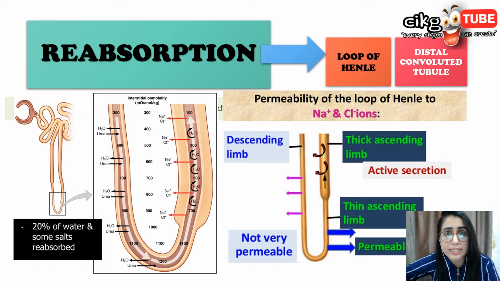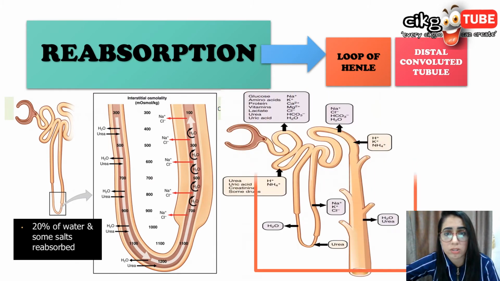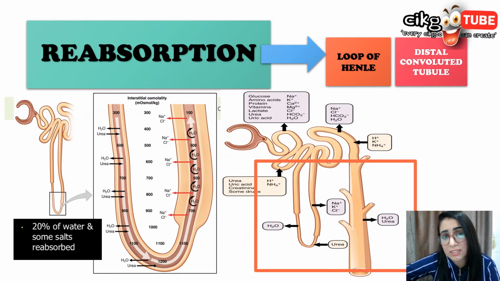The whole ascending limb of the loop of Henle is not permeable to water, hence water is not reabsorbed here. Reabsorption at the distal convoluted tubule: the filtrate that reaches here has very little salt but a high amount of urea. More water and sodium and also chloride ions are reabsorbed here. Reabsorption at the collecting duct is regulated by hormones.